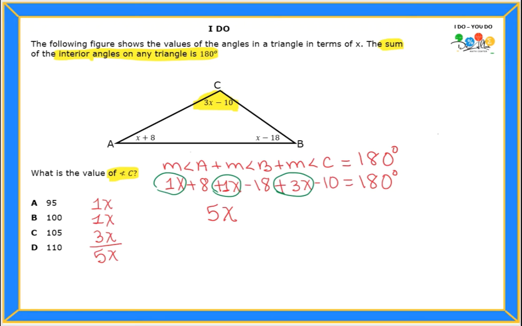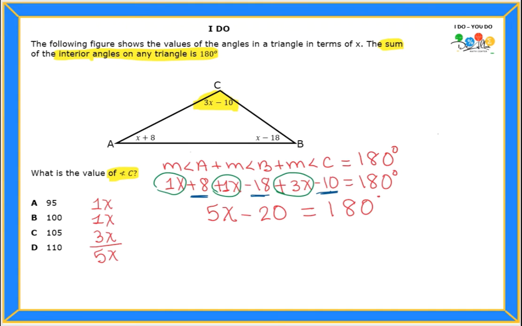Now I can also combine my constants, right? So I have an 8, negative 18, and negative 10. If I combine all of them, I get negative 20. Therefore, I'm going to write down minus 20. And all of that needs to be equal to 180. Okay? So what do I need to do next?